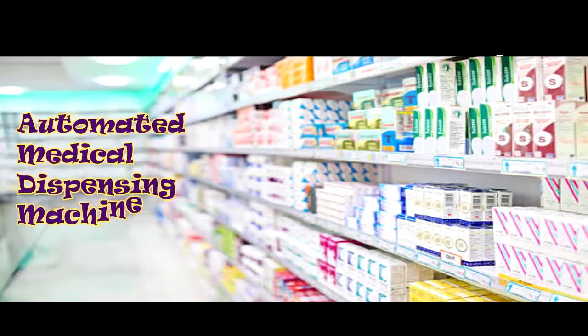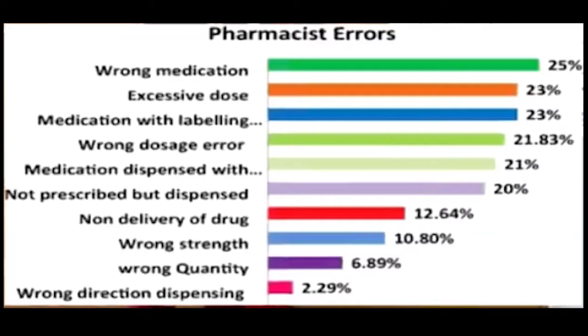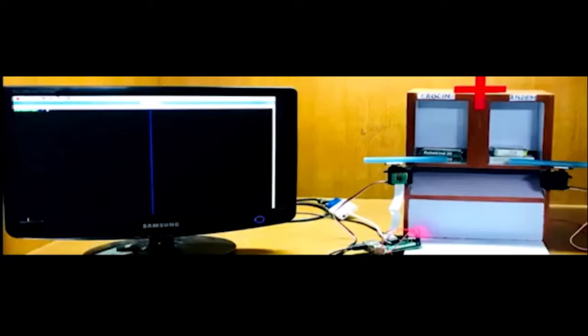This is the demonstration of the automatic medical dispensary machine. The line graph depicts the various pharmaceutical errors which exist currently in the industry. Next is the physical setup of the prototype, which involves a computer connected with Raspberry Pi camera, servo motors, and a dispenser model.